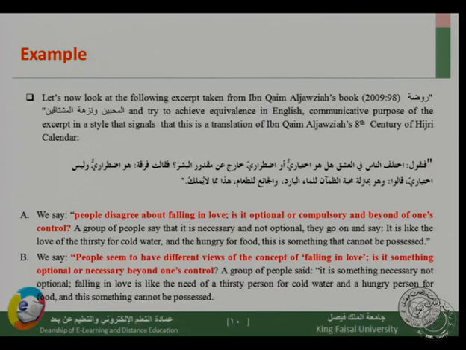Now look at the second version of it. You can see the difference. We say, people seem to have different views of the concept of falling in love. Is it something optional or necessary beyond one's own control? Now, the second one sounds more Englishy, and I'm sure you agree with me.